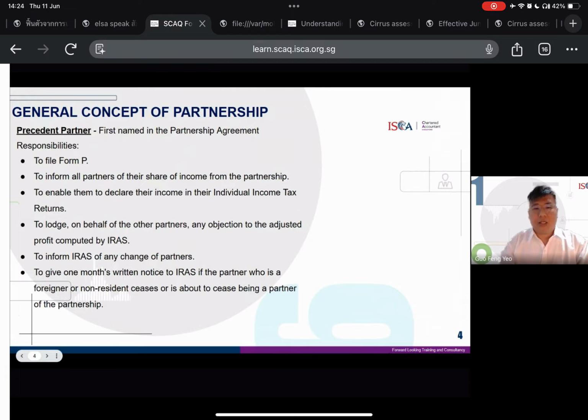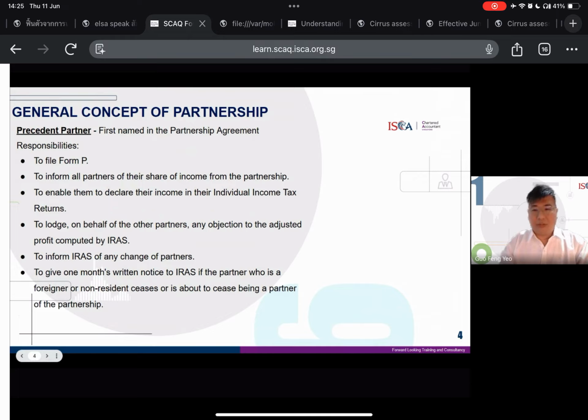Let's move on to the second most important point in the general concept of a partnership. You need to recognize that there is a concept of a precedent partner. Most of the time, when a partnership is formed, if no specific legal or tax advice was sought, most partnerships are not aware of the fact that the first named partner in the partnership agreement will be regarded as what we call a precedent partner.